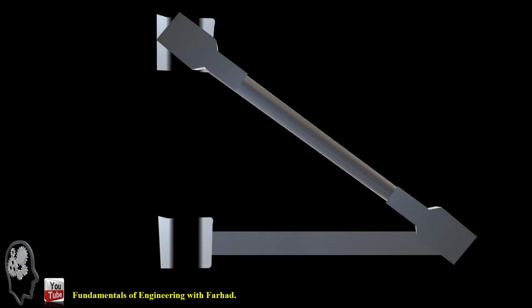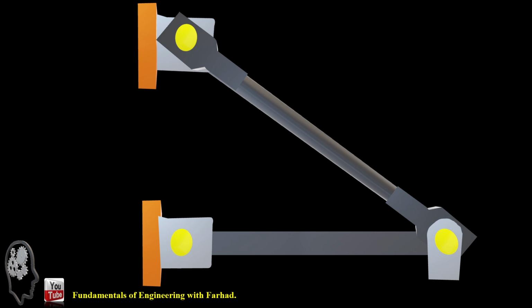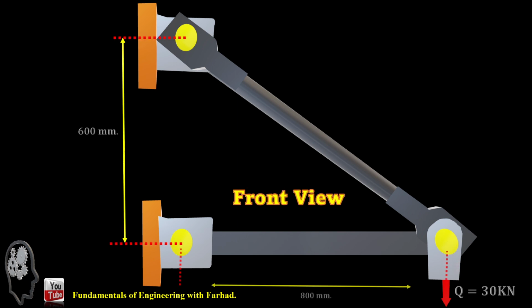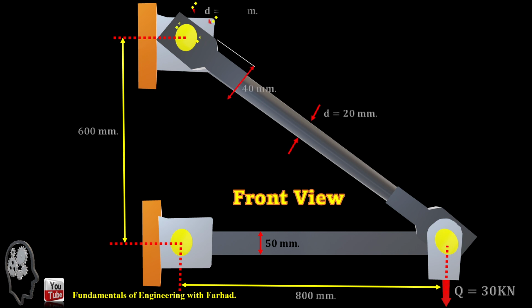If this is our configuration, you can easily see the concentrated load applied at the pin at B. This is the front view of our structure. Dimensions are provided, like the distances, diameters, and the cross sections. And this is the front view of our geometry.